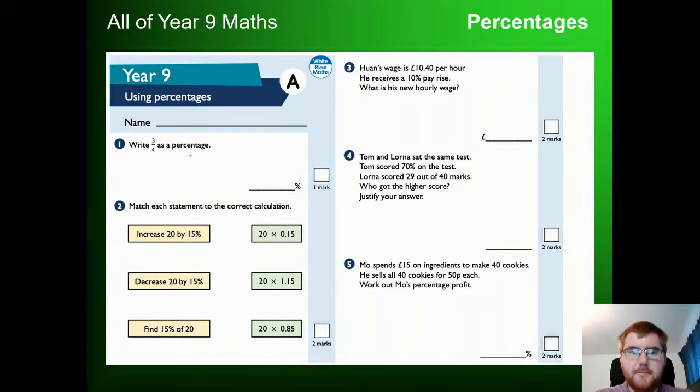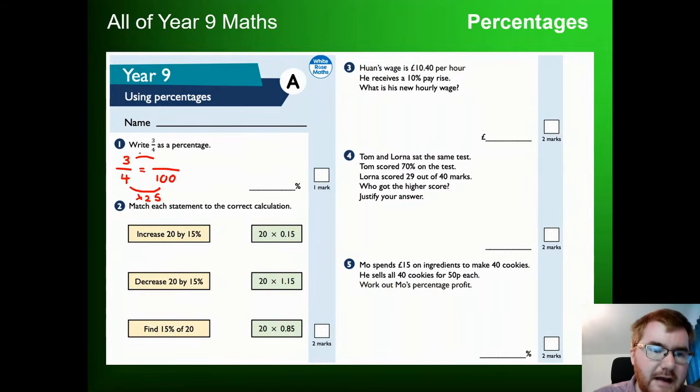Okay, and on to percentages, which is a very important topic across the board. So question 1, we want to write 3/4 as a percentage. So our general tactic here, our general strategy, is we want to write this as a fraction out of 100. Remember, percent means out of 100, yeah? So what do we do to 4? To get to 100, well, we need to multiply by 25. So whatever we do to the bottom, we're going to do to the top as well.